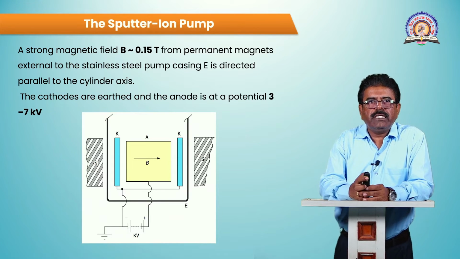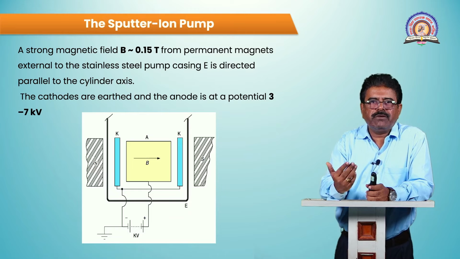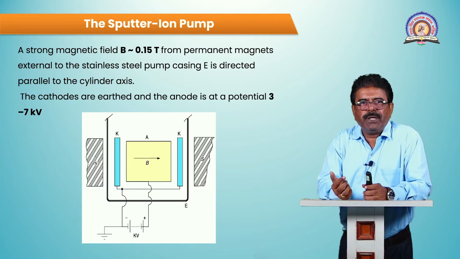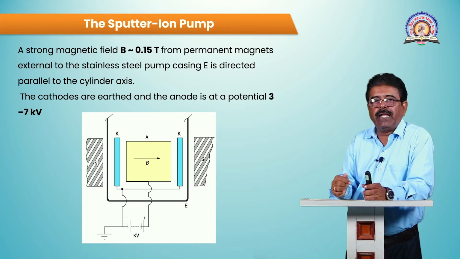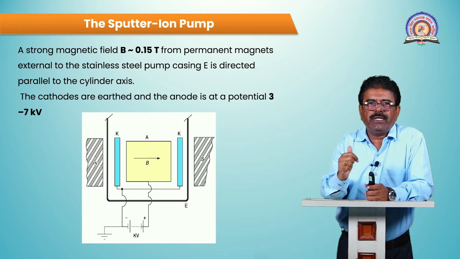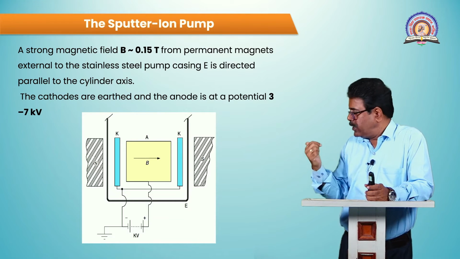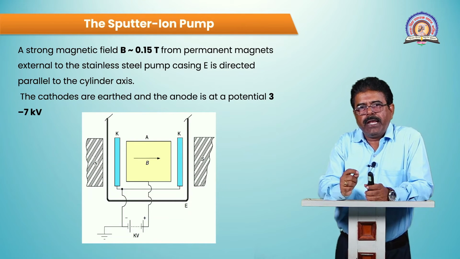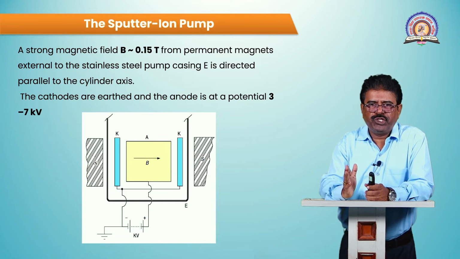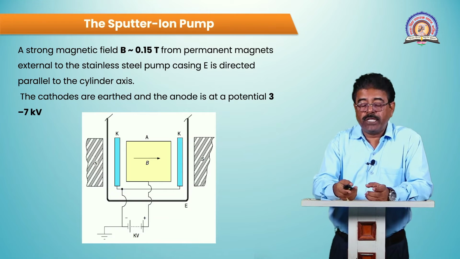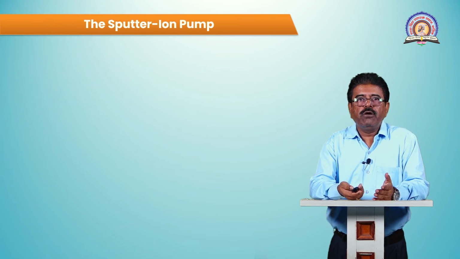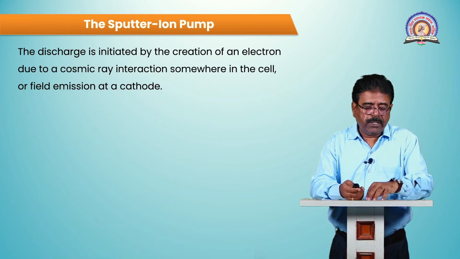And you can see the other field, a very strong electric field, is also applied here. How it is applied, you can see in this diagram. The two cathodes are combined together and they are earthed. That means they are connected to ground directly here. And the anode is kept at a very high potential of the order of 3 to 7 kilovolt. So a strong electric field and a strong magnetic field are both applied in this case.